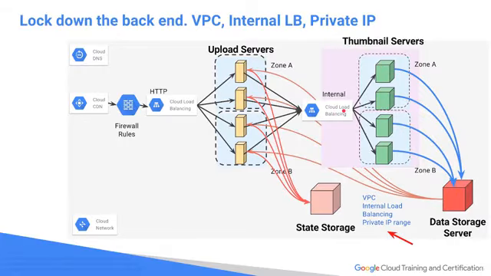So this will now become internal load balancing. We have a virtual private cloud and we have a private IP range. This makes it a lot more difficult to get straight through directly from the network. You'd have to compromise these servers first in order to get to any of these back-end servers.